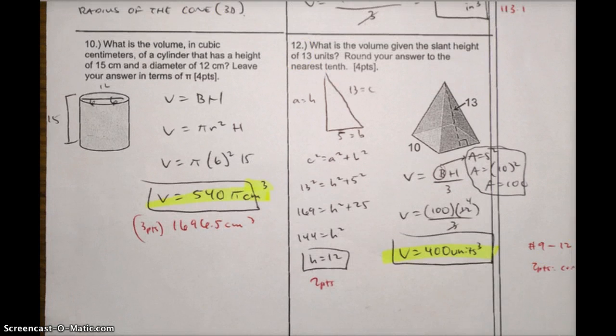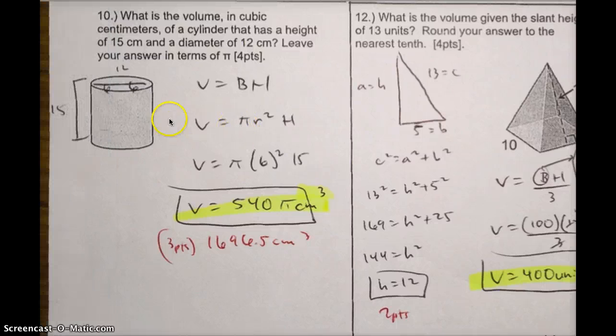Or another student said the hypotenuse of the triangle becomes the slant height of a three-dimensional object. Question number 10. What is the volume in cubic centimeters of a cylinder that has a height of 15 centimeters and a diameter of 12? Leave your answer in terms of pi.